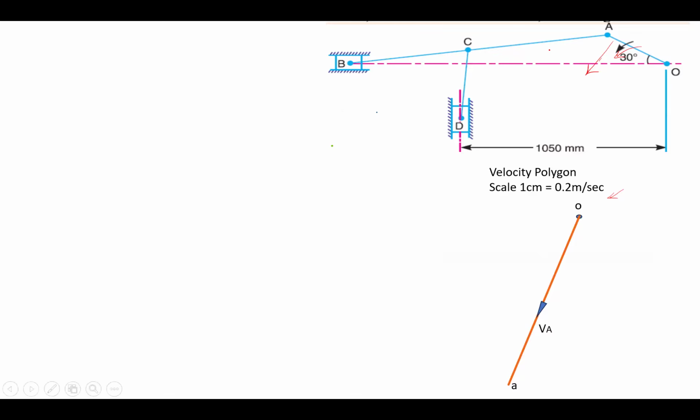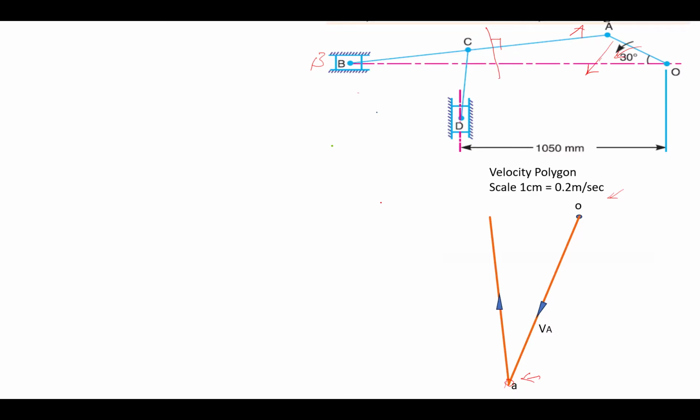Then the next link is AB. This is A, and this point is B. The velocity vector for AB is a perpendicular line you have to draw in the velocity polygon from where either A or B point should be there. So we have the A point. So that perpendicular line to AB is drawn from the A point, this point. So let's draw a perpendicular line to AB from A. So this is the perpendicular line to AB.